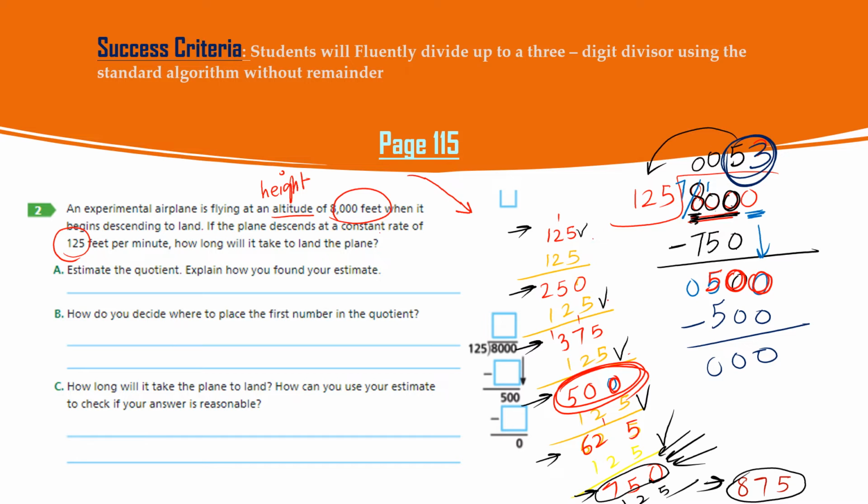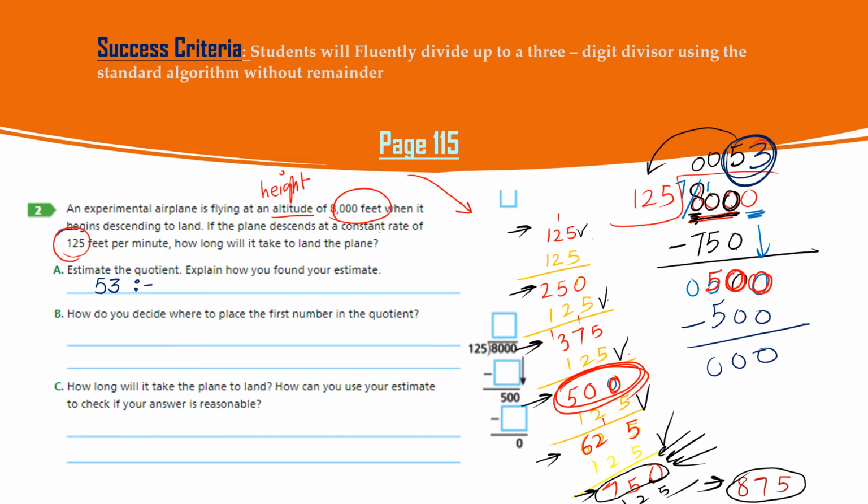Now they are asking you to estimate the quotient. So we know that the answer is 53. How do you find it? By dividing 800 by 125. Now, can you just estimate it? Okay, estimate, right? You don't give us the correct answer, just estimate it. How can we do it?